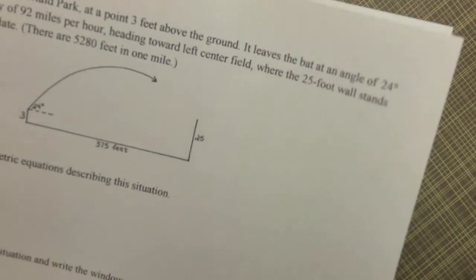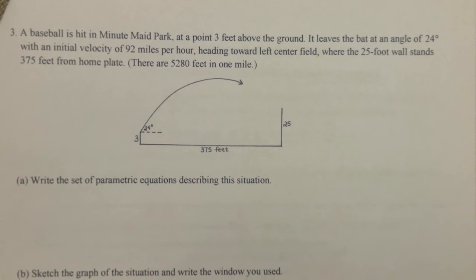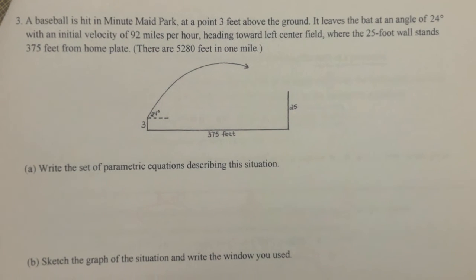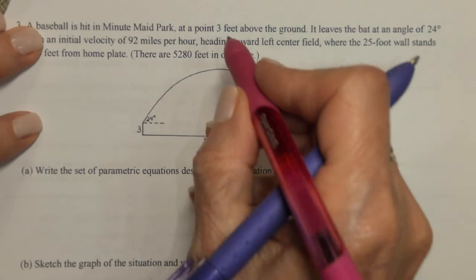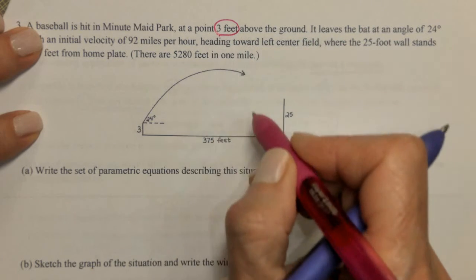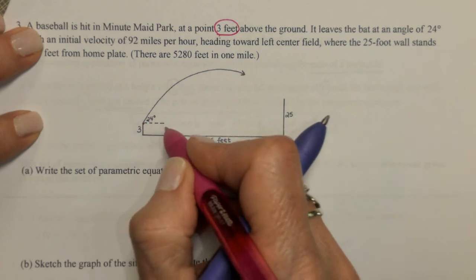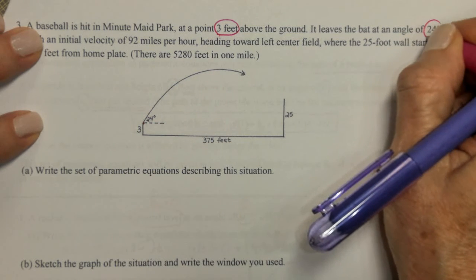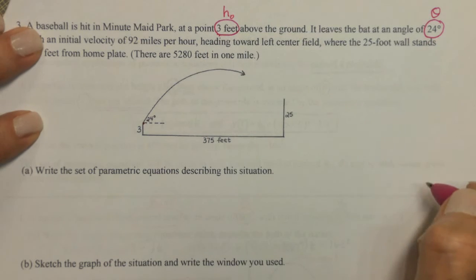Okay, one more example. I went and looked up some stats on Minute Maid Park to get some realistic numbers here. Okay, a baseball is hit in Minute Maid Park at a point 3 feet above ground level. So the batter is at home plate and he hits the ball and the ball takes off. Okay, it leaves the bat at an angle of 24 degrees. 3 feet will be our h naught.